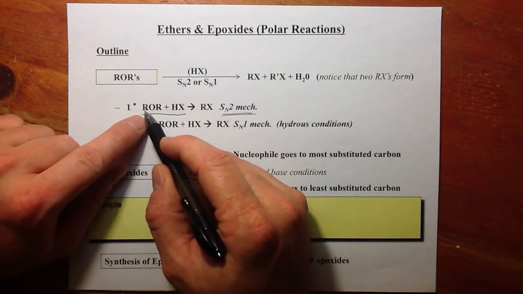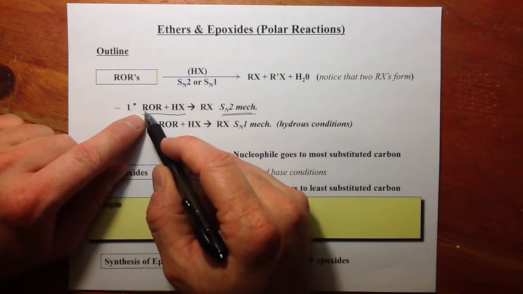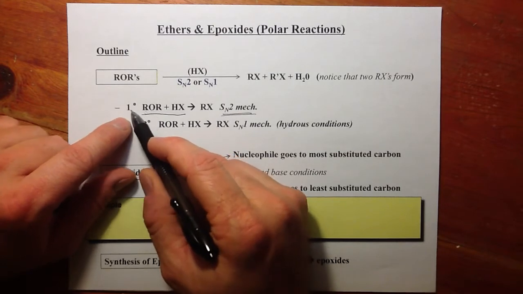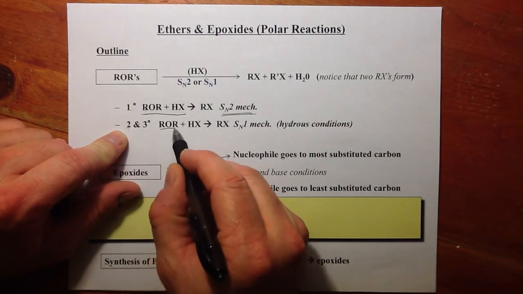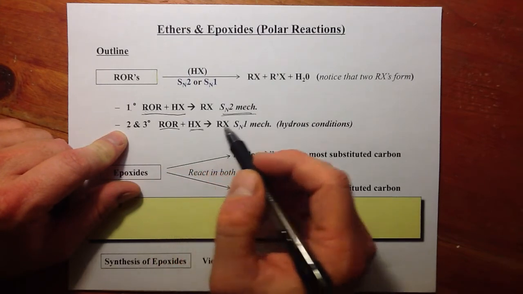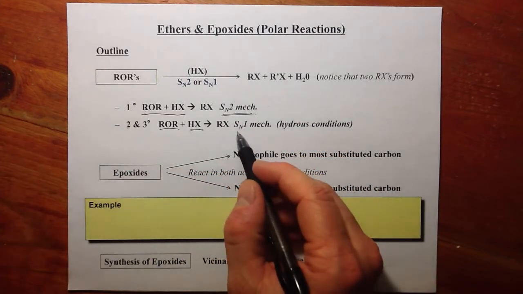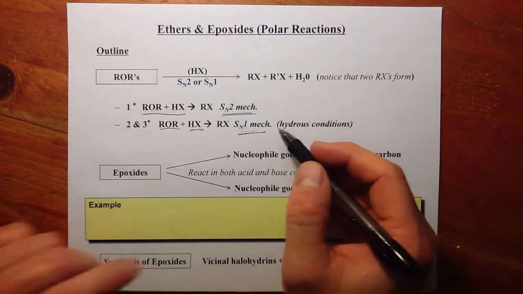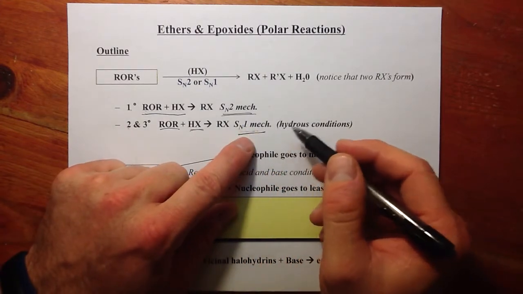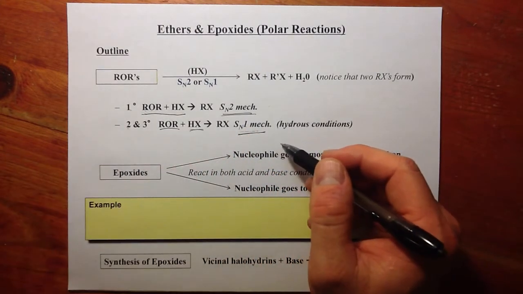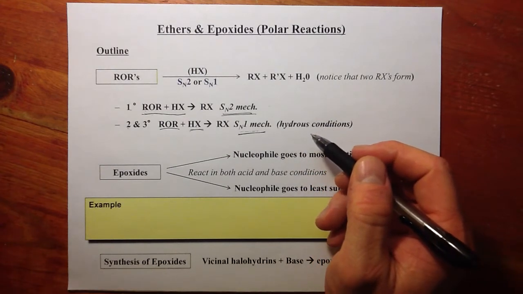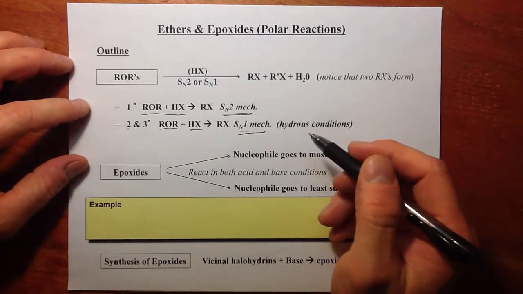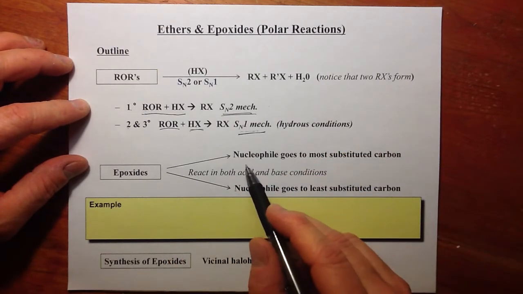So we're talking about the carbon within the R group that's connected to this oxygen as being primary, or if it's secondary or tertiary within the ether, and we're reacting with HX, we'll see an SN1 mechanism. And everything that falls out of this, if SN1, then we have a carbocation. So that's not too hard. And now let's go ahead and move into epoxides.